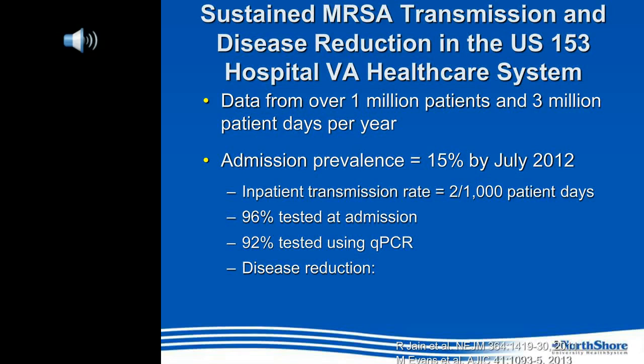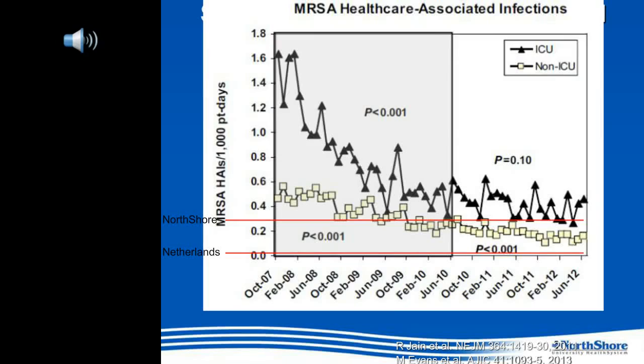This is another more recent publication of theirs from 2013 and 2011, looking at sustained transmission and disease reduction in 153 of their hospitals. And right now they're generating over 1 million patients and 3 million patient days worth of data per year. They still have relatively high admission prevalence of 15%, which is nearly 3 times what ours is. Their transmission rate's very low, 2 per 1,000 patient days, and they have had significant disease reduction throughout the system.